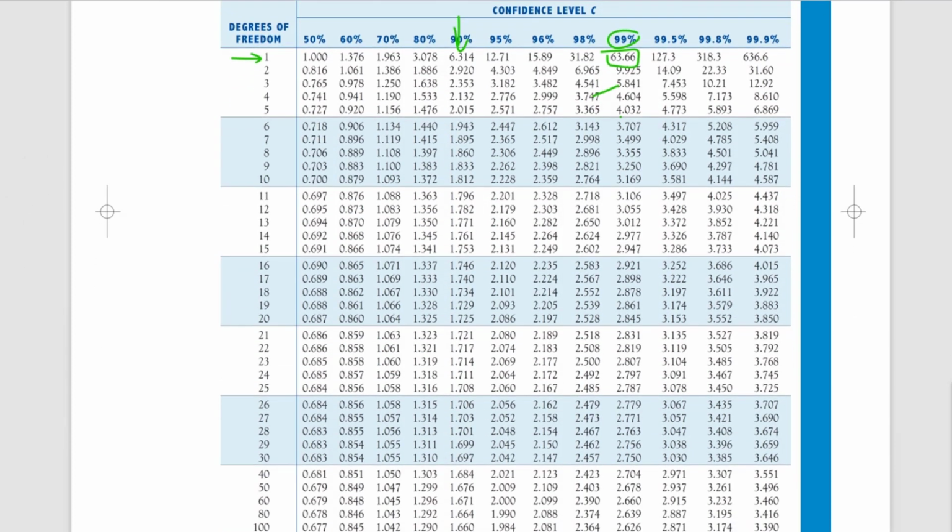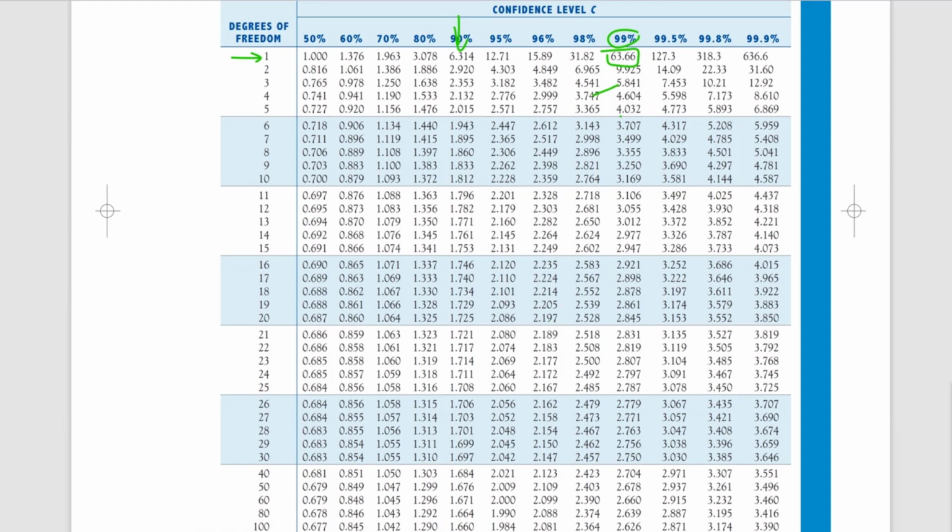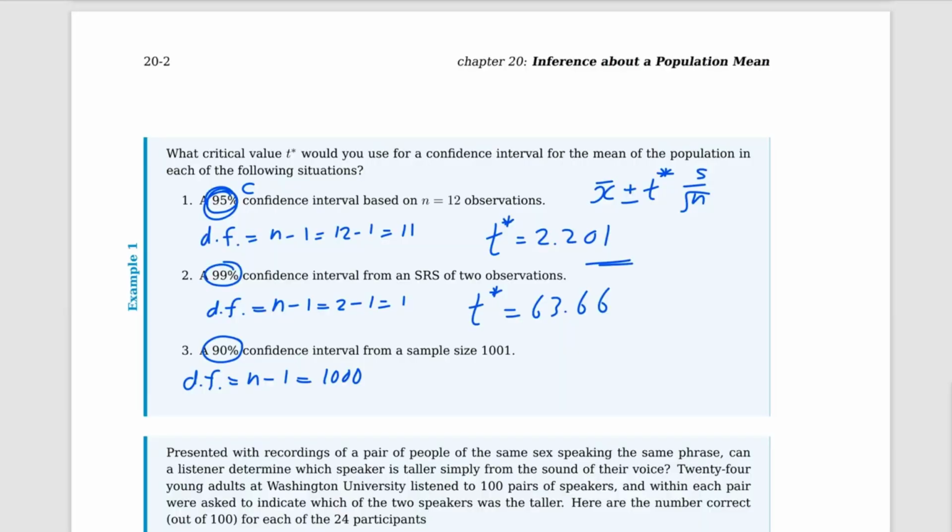You see it is here. Degrees of freedom 1000 is here. So the number T star is 1.646. Therefore, T star equals 1.646. Now you understand how to find the T star.